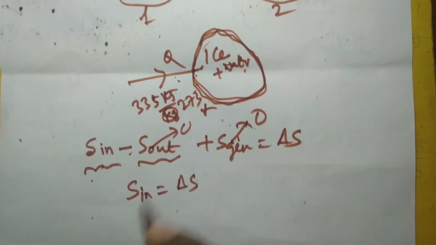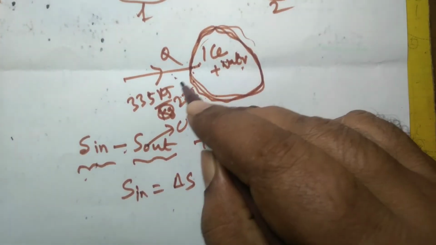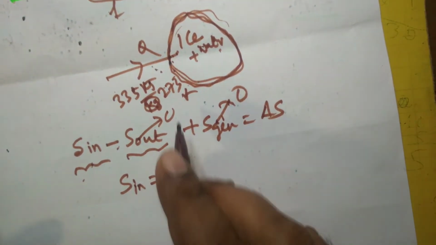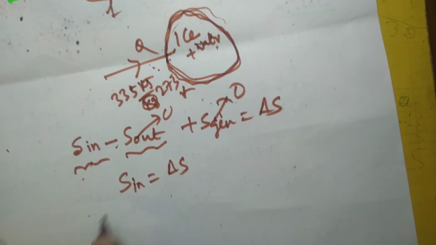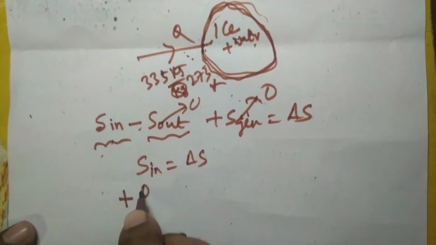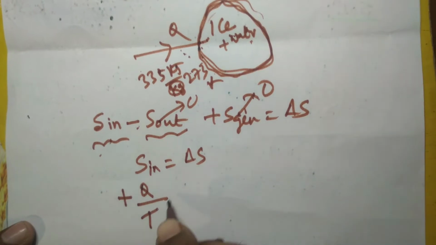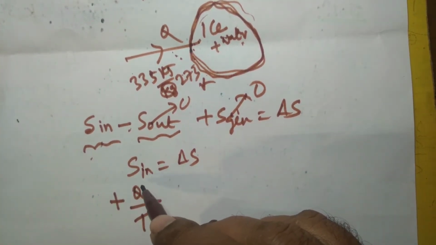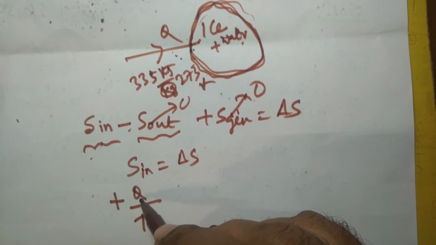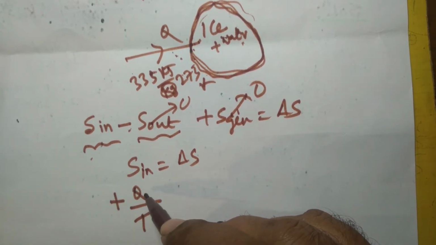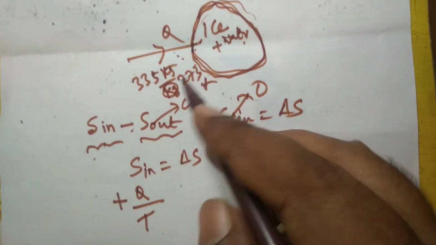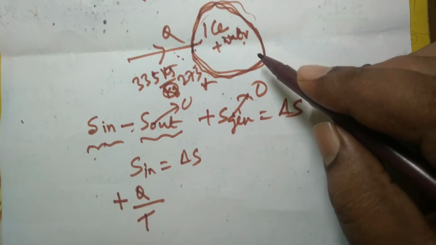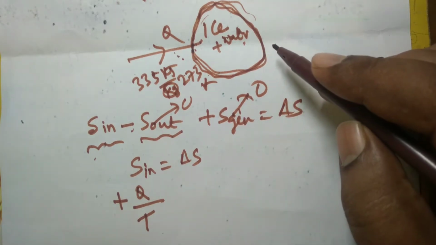So S in means entropy transfer into the system along with this heat, and you see here, heat is added to the system, so plus Q divided by T. Entropy transfer with heat is calculated like this: Q divided by the temperature of the boundary at which heat transfer takes place. When heat is transferred to a system, its entropy increases, and when heat is rejected out of a system, its entropy decreases.